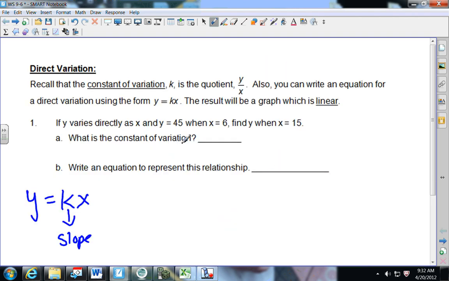So now looking at this, take a minute, pause your video, and I want you to try and figure out what is your constant of variation. What is your k? Write the equation and try and answer this question.